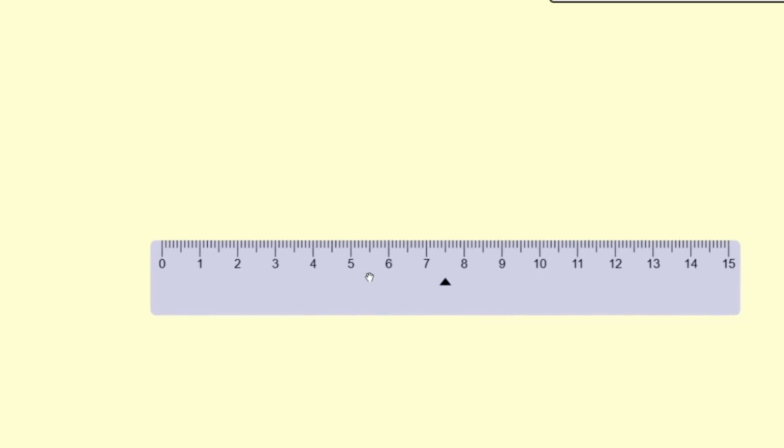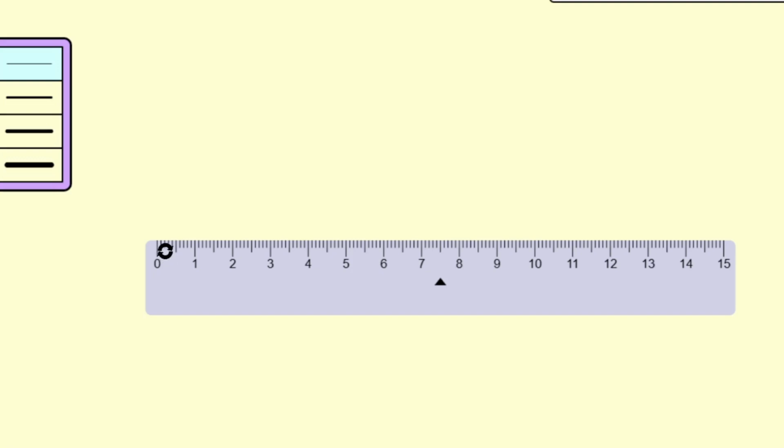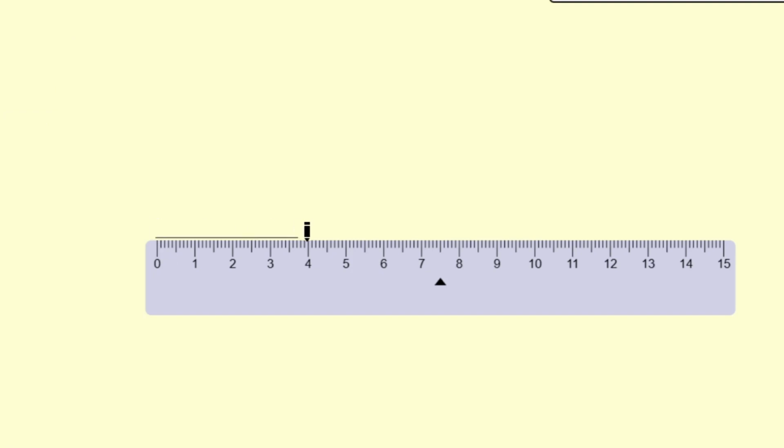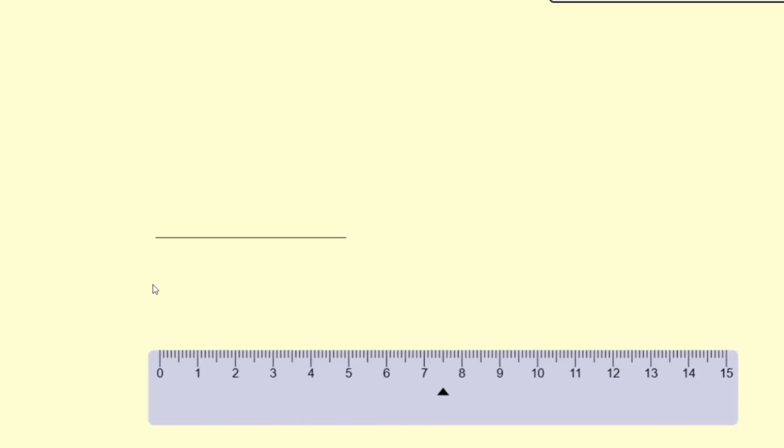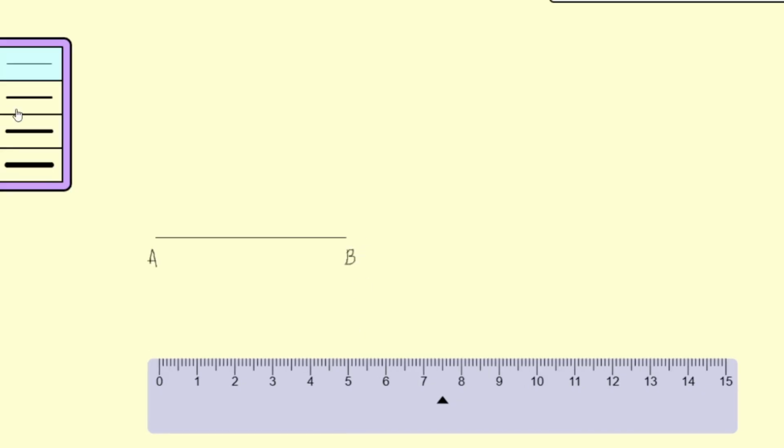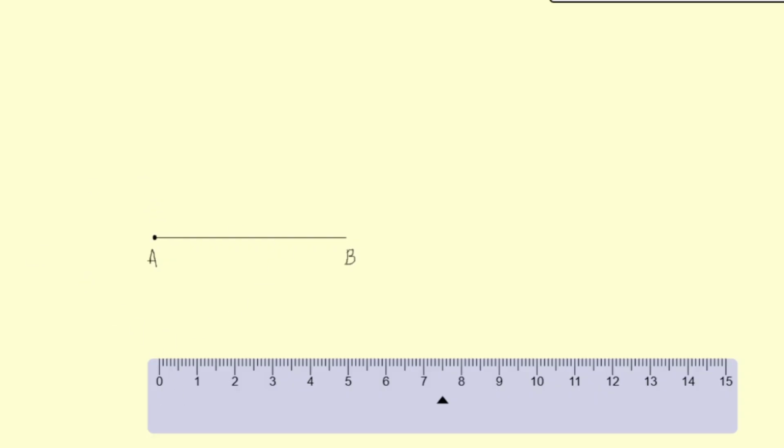All right, so let us draw a line 5 centimeters long, label AB, and I'm going to label underneath the line. Now, this point is going to be placed at A.